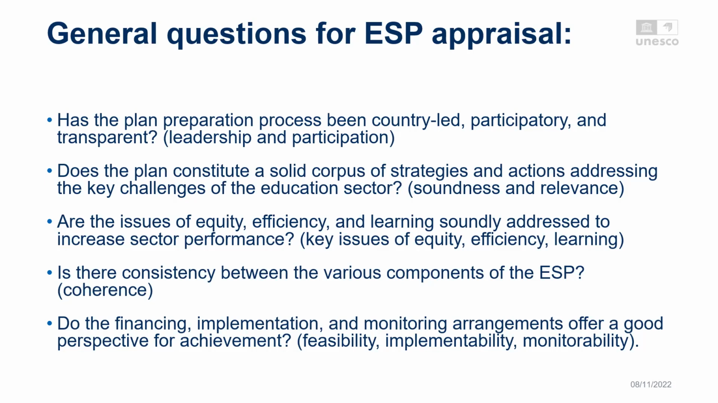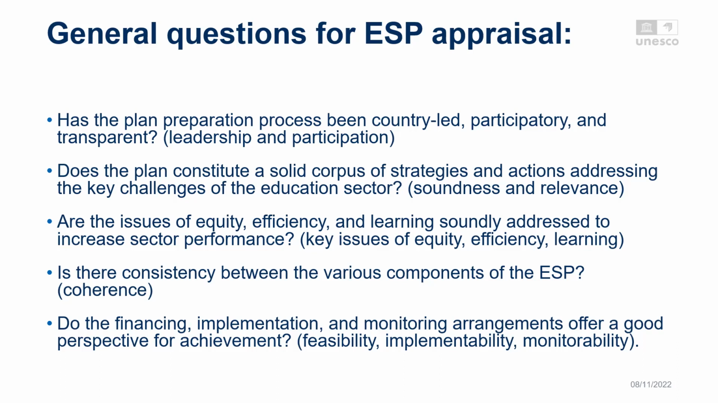Also, you need to ensure that the issues of equity, efficiency, and learning are adequately addressed. Equity: are we targeting girls and boys properly? Are we tackling children with special needs adequately? Efficiency: are we using teachers the right way? Are we deploying teachers where they should be deployed? Learning: do kids learn something? Do we have the right learning assessment tools to track learning properly? So it's important that you review your actions, interventions, and strategies with this equity and efficiency lens as well.